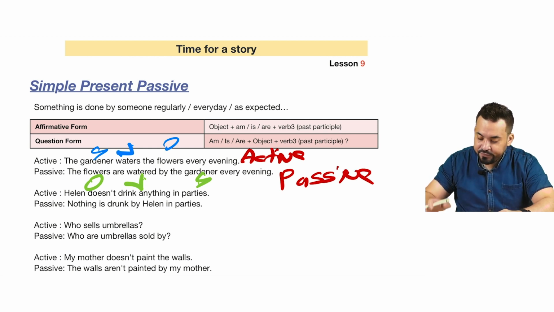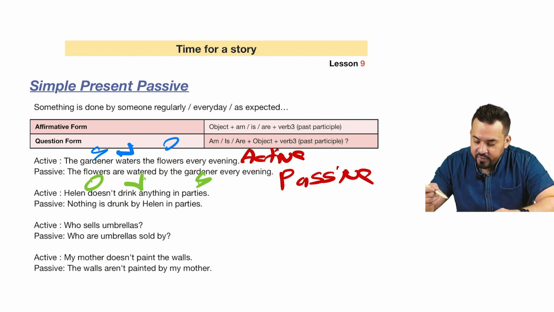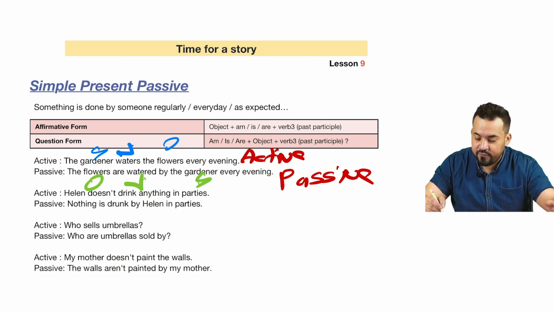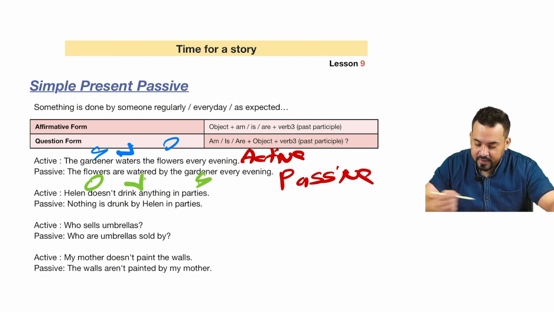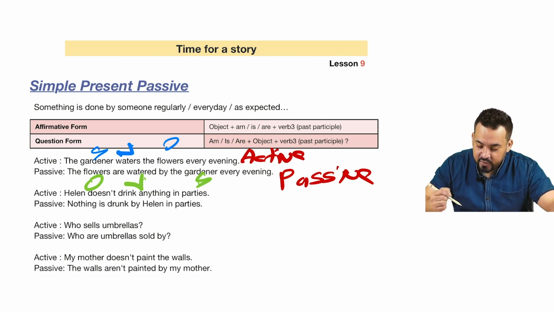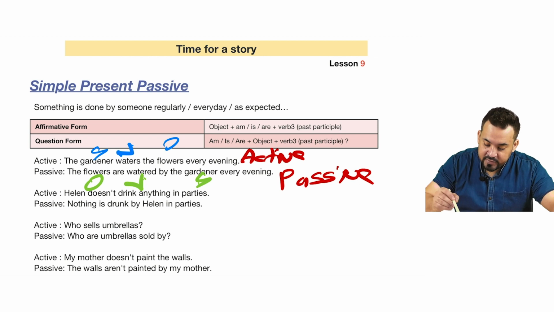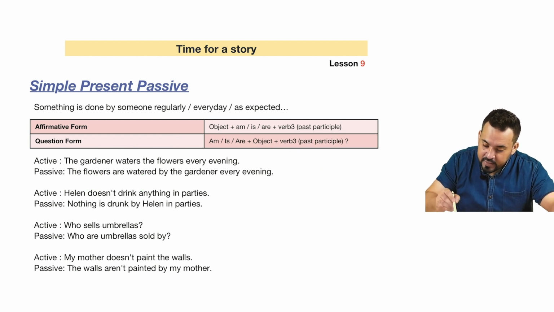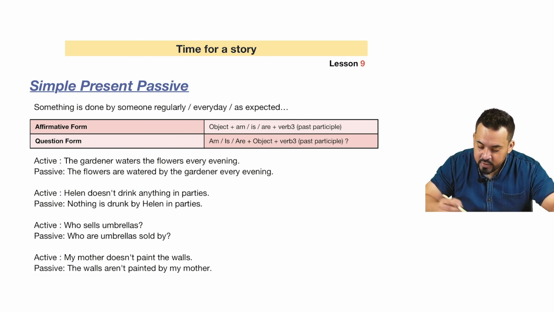So basically, the form of the passive voice is we start with the object, then the auxiliary, then the verb in the past participle, and there you have it. The flowers are watered by the gardener. Let's take a look at another example.